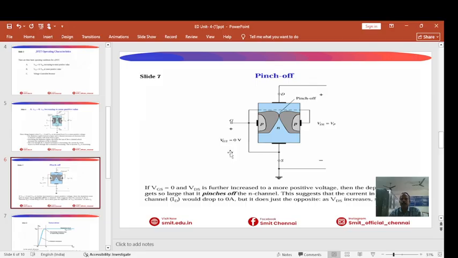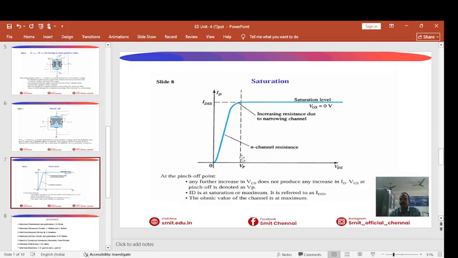In the next case, we can see the pinch off condition. When VGS is equal to 0 and VDS is further increased to more positive, the depletion zone gets so large that the N channel is pinched off, or we can say it is in a finished state. This suggests that the current in the N channel would drop to 0, but it does just the opposite. As VDS increases, ID also increases. So pinch off is nothing but the saturated condition in the FET.